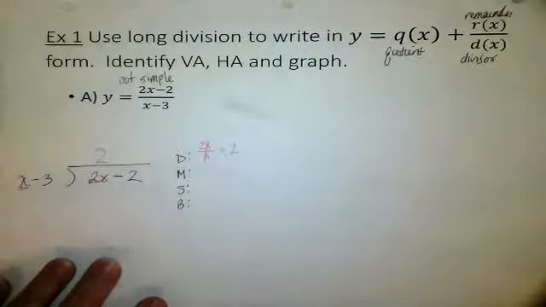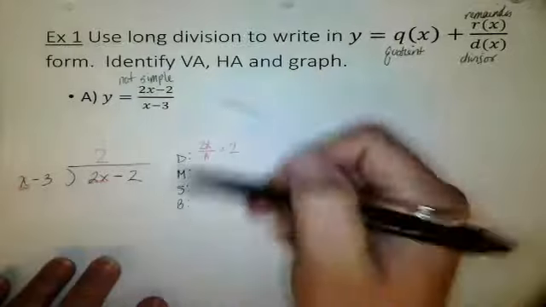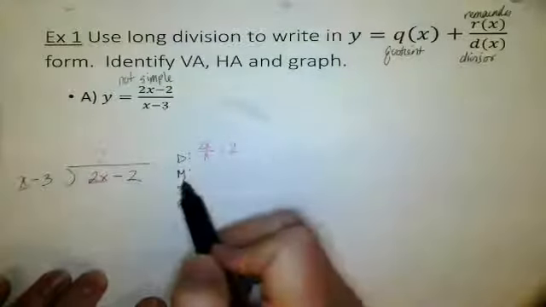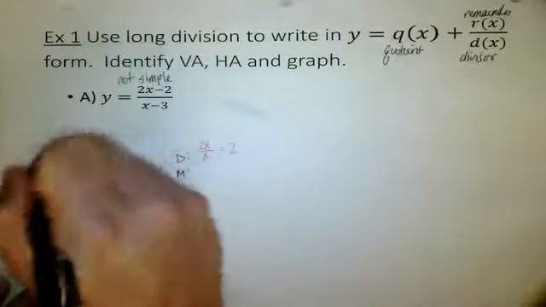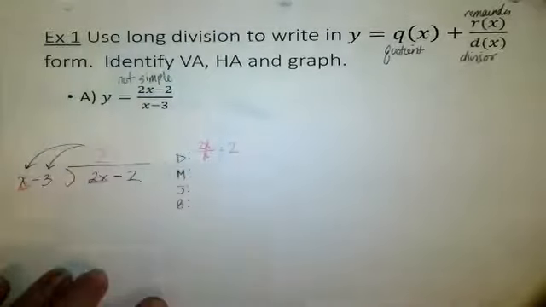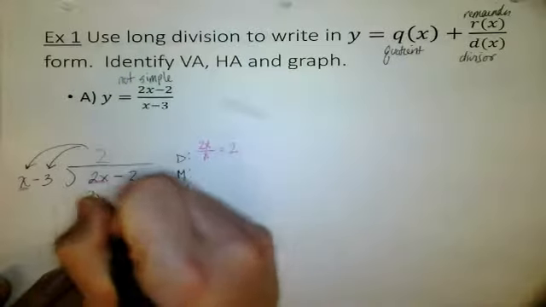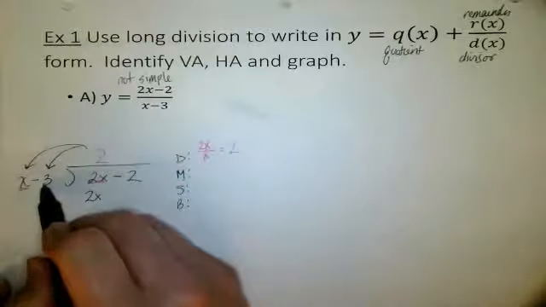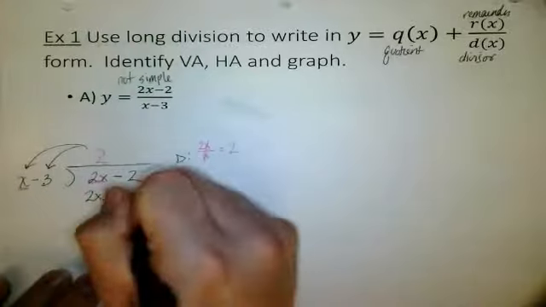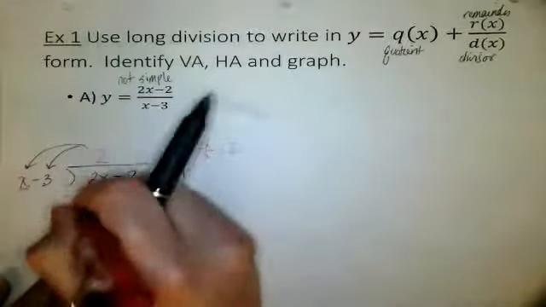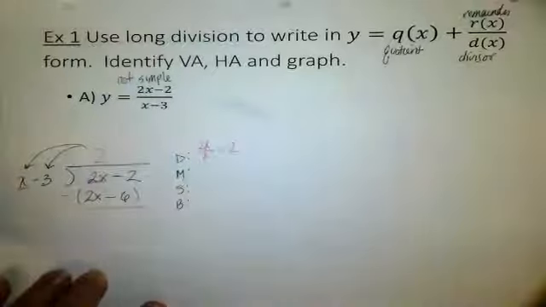That's really, really nice. All of your long division today is one step. Well, one procedure. That's it. You don't have to do much more. We're going to multiply. We're going to take this 2 and multiply it to the divisor. 2 times x is 2x. 2 times negative 3, negative 6. And then we need to subtract everything.